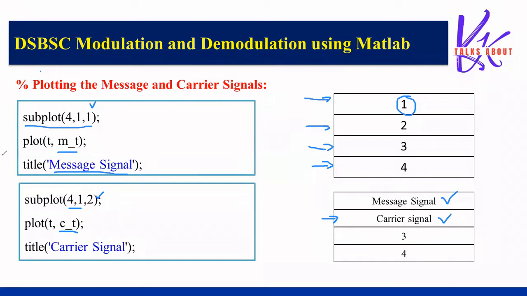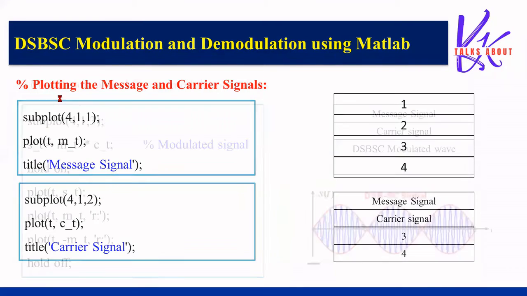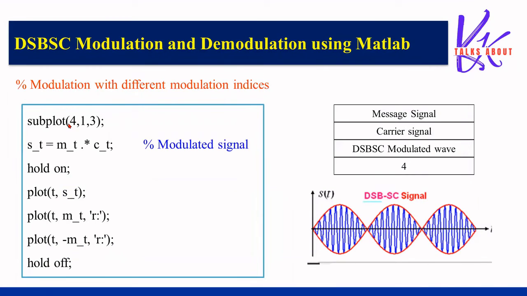Once plotting of your message and carrier signal is completed, then I go for plotting of your modulated signal. Before plotting, or simply first, you can generate the modulated signal s(t), which is equal to the product of your message signal and your carrier signal, that is the DSBSC modulated wave. So first you can write this equation, later on also you can write it as subplot 4 comma 1 comma 3.